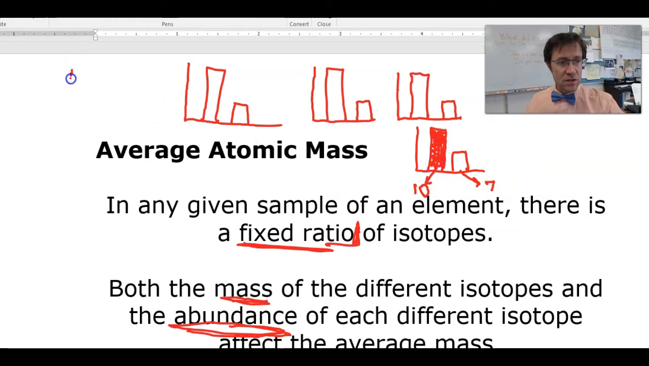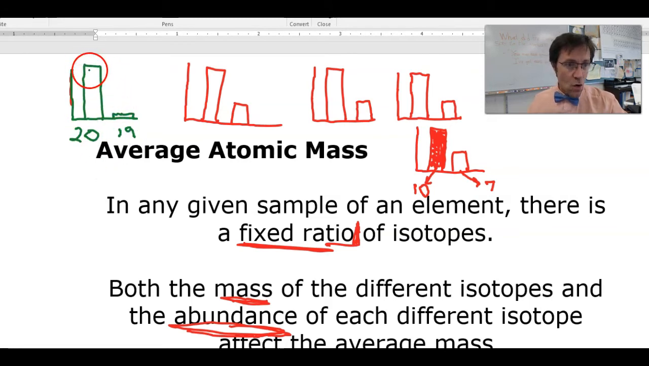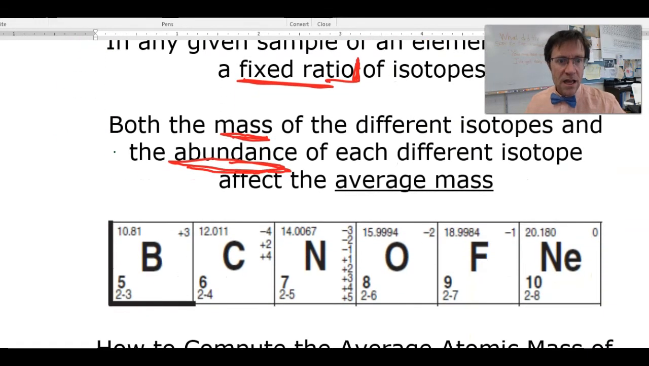Or if we had a different ratio, let's use a different color for a different ratio. If we had a ratio like this, where it was 90% 20 and 1% 19, we would expect, because there's so much more 20 when we put it on the scale, the average to be way closer to 20 than it will be to 19. You guys pick it up when I'm putting it down? Awesome. That's what I mean by abundance and mass.